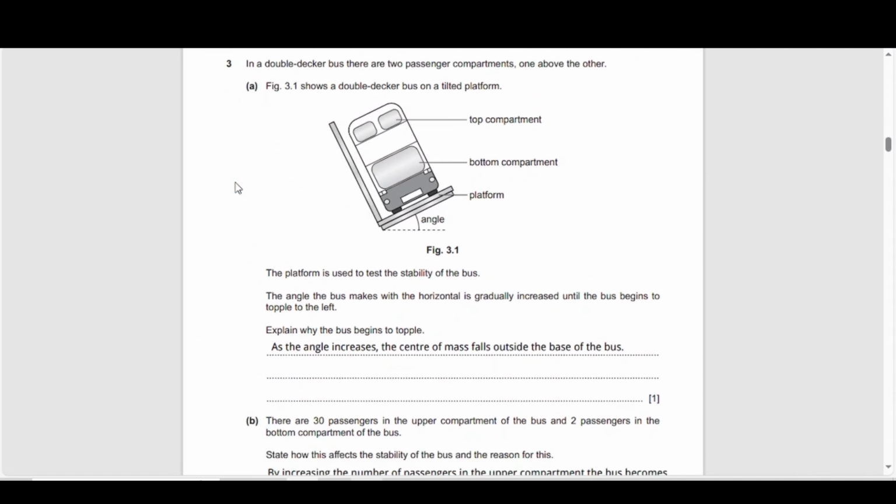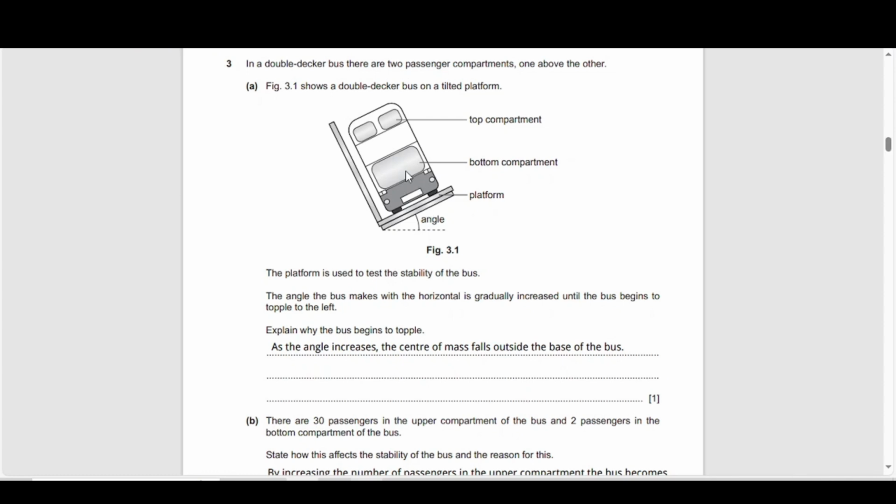So in a double-decker bus, there are two passenger compartments, one above the other. It's very common in Britain to have double-decker buses. It shows a double-decker bus on a tilted platform. That's the top compartment, the bottom compartment. You've got a platform and it's at an angle. The platform is used to test the stability of the bus. The angle the bus makes with the horizontal is gradually increased until the bus begins to topple to the left. Explain why the bus begins to topple is the question.